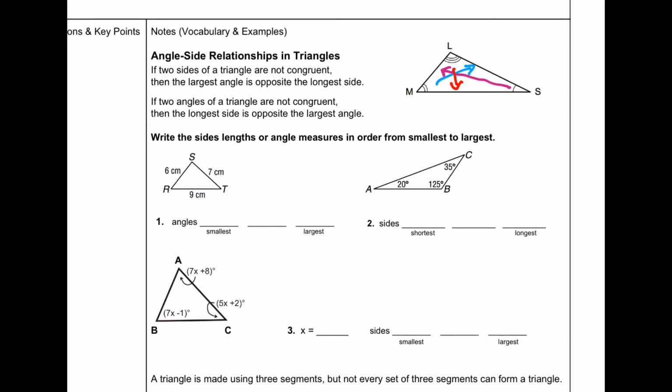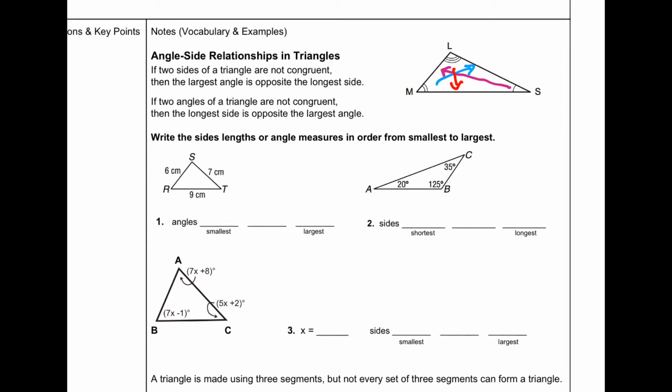And this also helps us go backwards as well, so we can use the converse of it. So if we know that we have the biggest side, then we know that the angle opposite that is the biggest angle. So let's see some examples here. Number 1, write the side lengths or angle measures in order from smallest to largest.